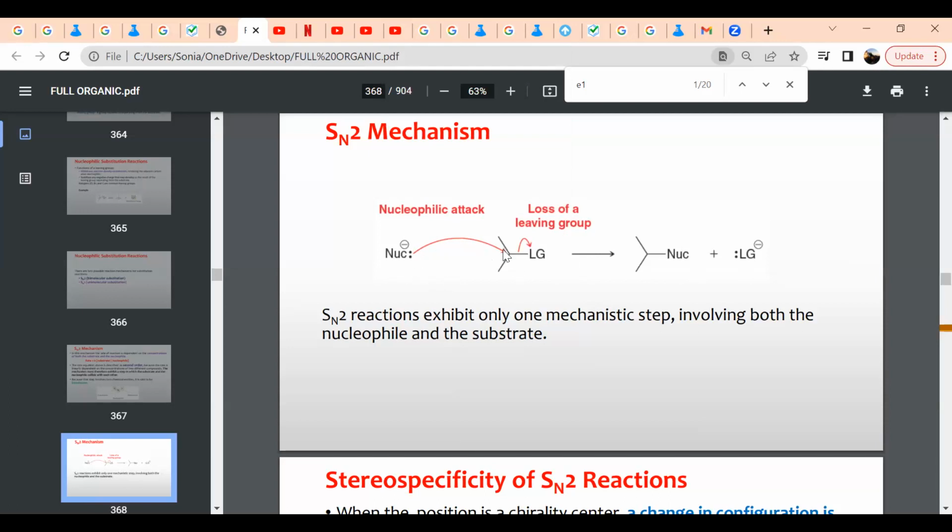Nucleophile attacking, and it's very crucial to note that it's attacking from the back. Usually in SN2, it's a backside attack. So you can see the nucleophile attacking here, and then the leaving group exiting, and you have the free leaving group, and this new compound with the attached nucleophile.